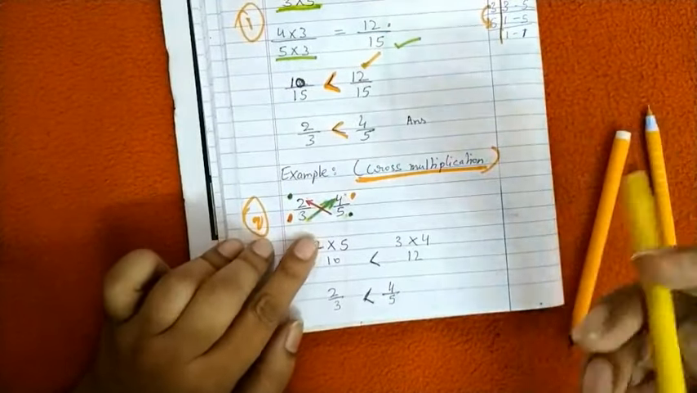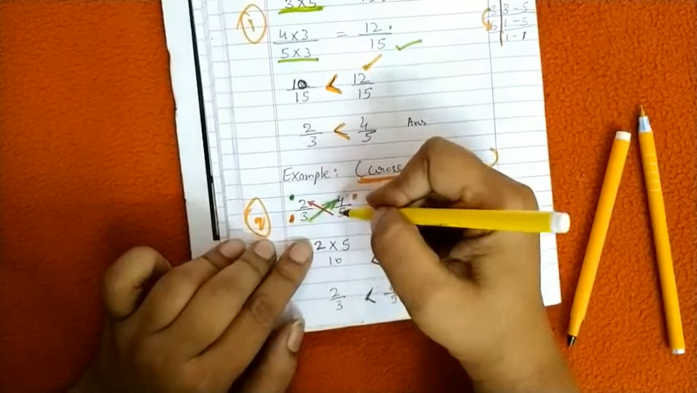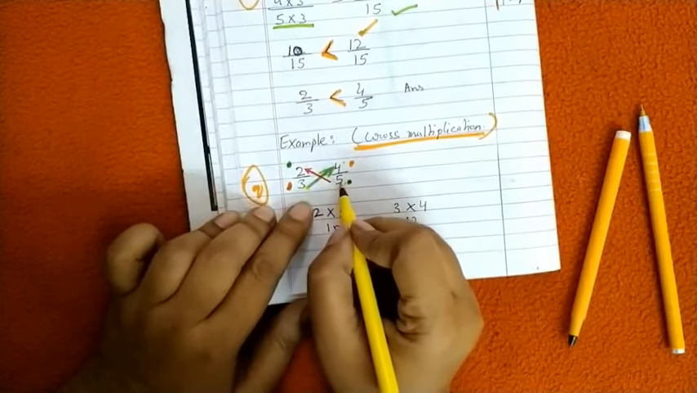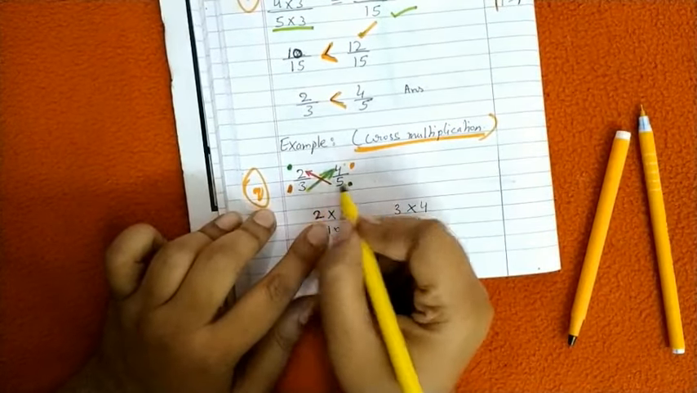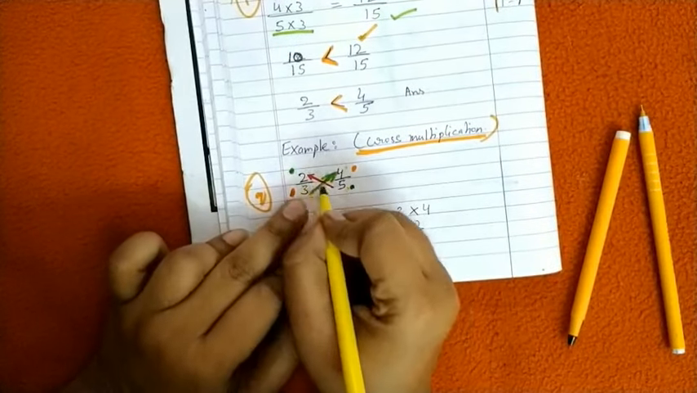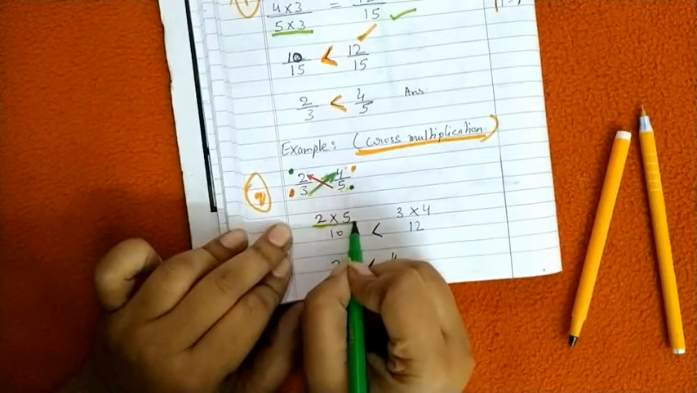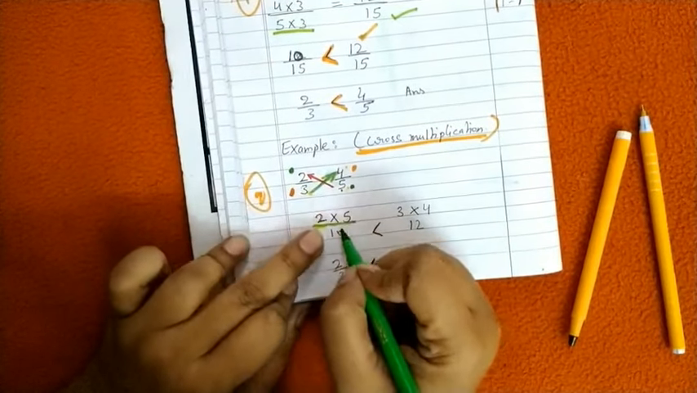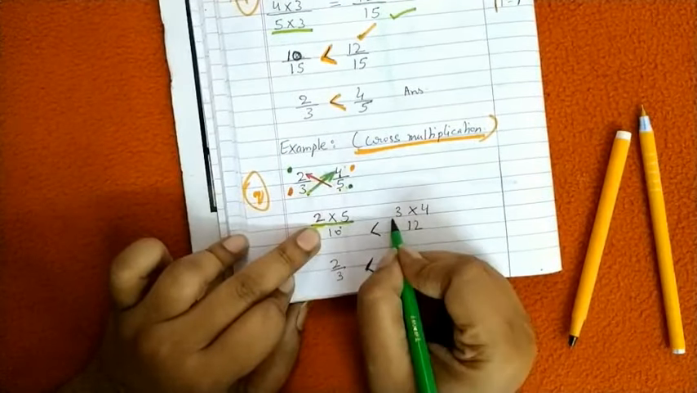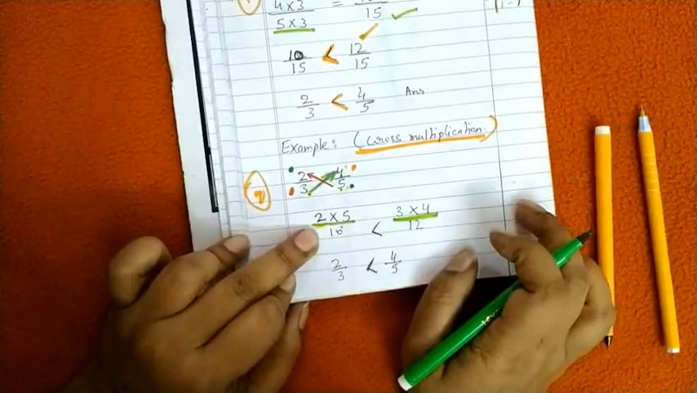Can you see, children, here, this red one? So 2 into 5, 3 into 4. Yes, 2 into 5, 3 into 4. This is what, children? Cross multiplication.